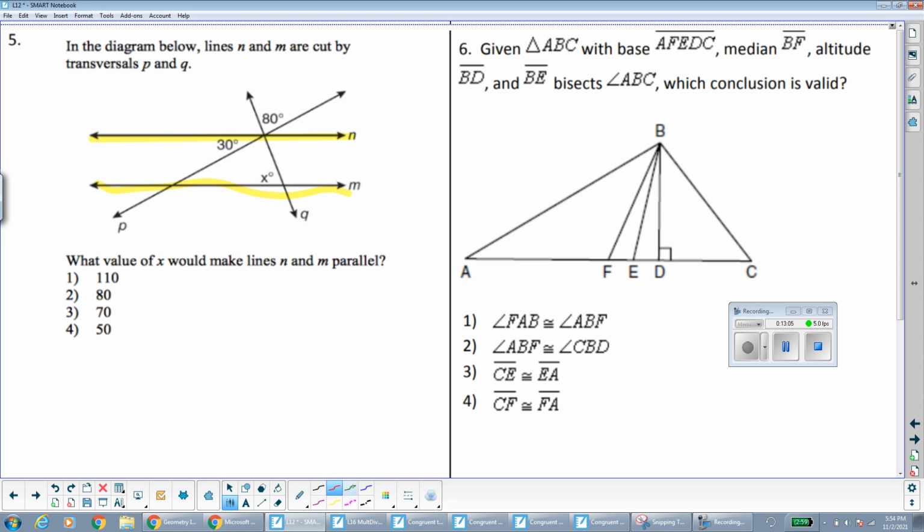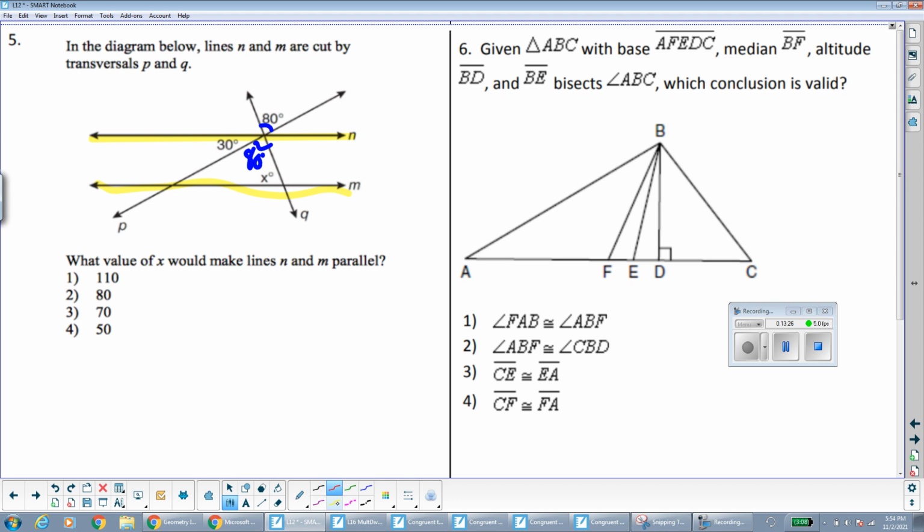The first angle relationship here that jumps out to me is vertical angles. We have this 80-degree angle, which is vertical to this angle over here. Since vertical angles are always congruent, that angle is 80 degrees as well. Lines don't have to be parallel for vertical angles to be congruent. They are always congruent to each other.